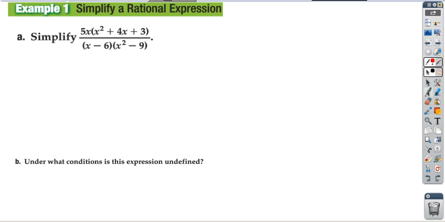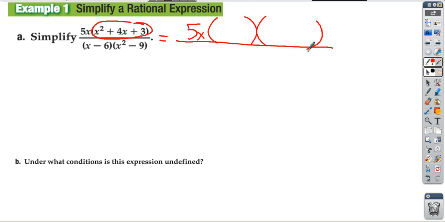So here's how you simplify them. In general, when they tell you to simplify, that just means factor anything that you can factor. So I cannot factor that 5x, so I'm going to leave that alone. I can factor this, though. We're looking for numbers that multiply to 3 and add to 4. And the numbers that do that are 3 times 1 and 3 plus 1. So x plus 3, x plus 1.